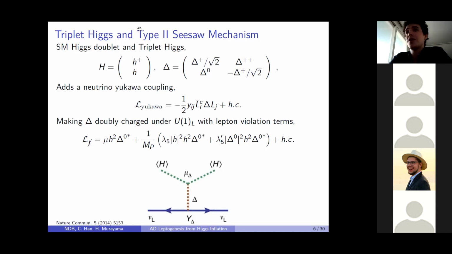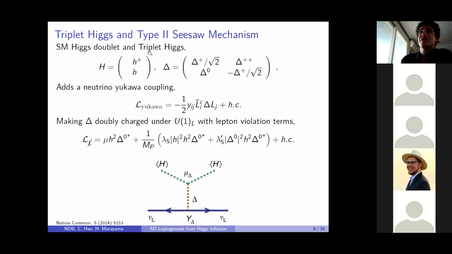As we all know, the neutrinos have non-zero masses, and there are various mechanisms that people have considered to generate those masses. There's a whole class of different Seesaw mechanisms, the original one being introducing massive right-handed neutrinos. But what we want to consider here is the so-called type 2 Seesaw mechanism.